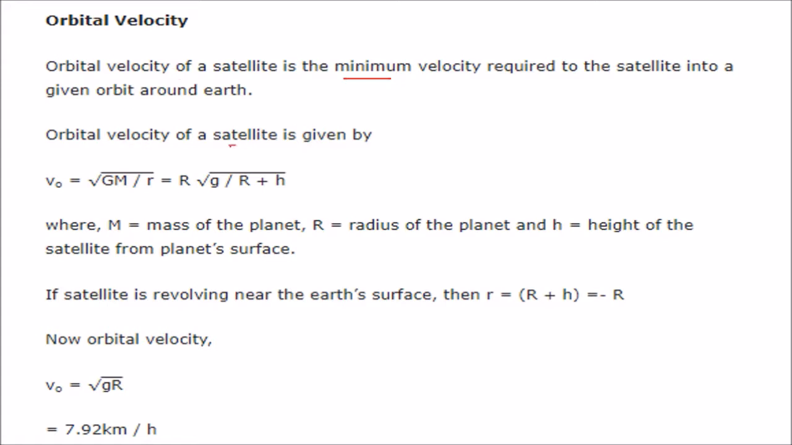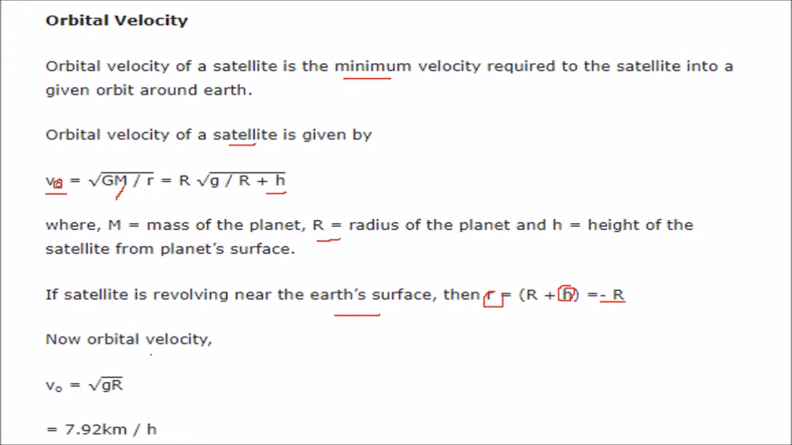Orbital velocity of a satellite can be given by V sub O, the orbital velocity, is given by under root GM by r, where M is the mass of the planet. If you have one more relationship, you can use this: capital R under root g by R plus H. Capital M is the mass of the planet, R is the radius of the planet, and H is the height of the satellite from the planet surface. If the satellite is revolving near the Earth's surface, then you can just ignore this H. So it will be r. This small r can be taken as capital R.